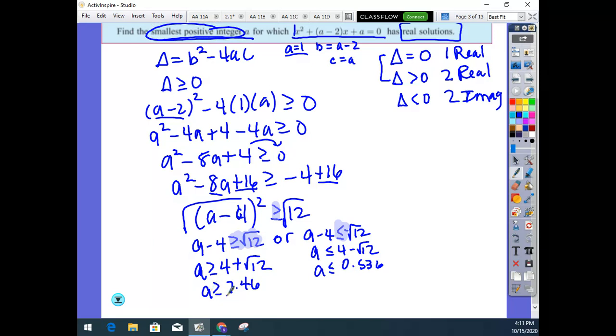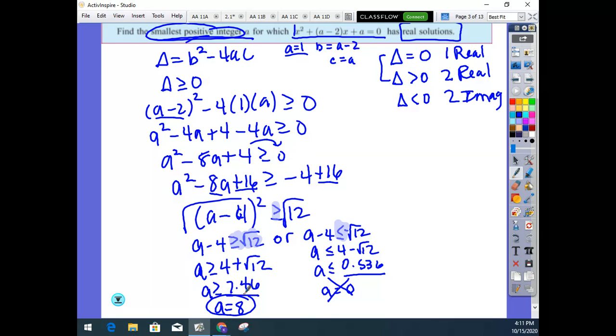Now remember, we're looking for the smallest positive integer. So if a has to be greater than this, what integer is that going to be? When a equals 8. On this side, a has to be less than this value. That would be a equals 0, but it has to be a positive integer. So this one doesn't count, and my only solution is 8.